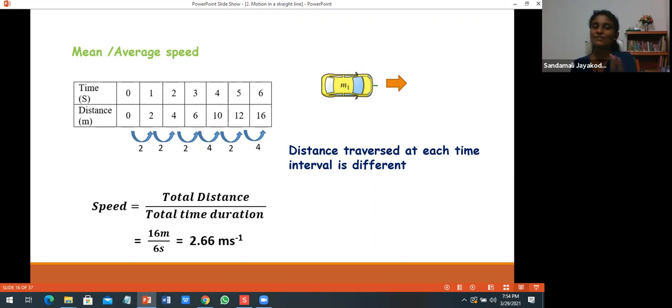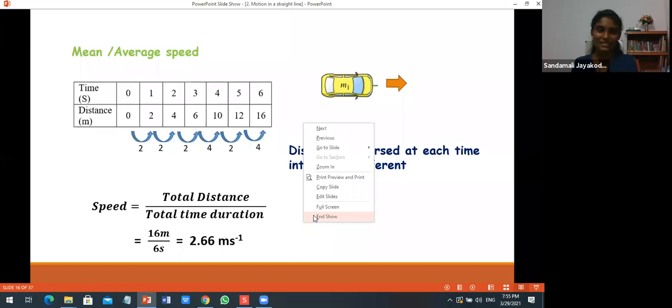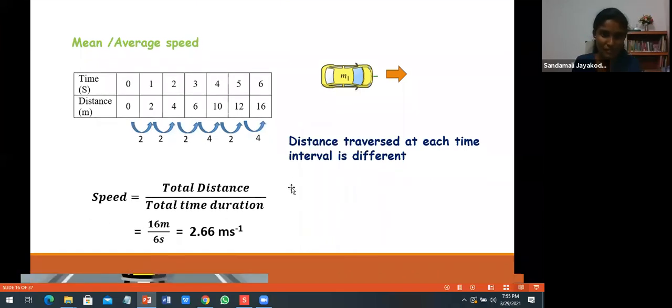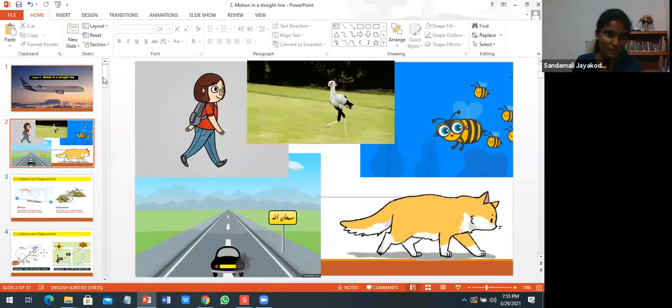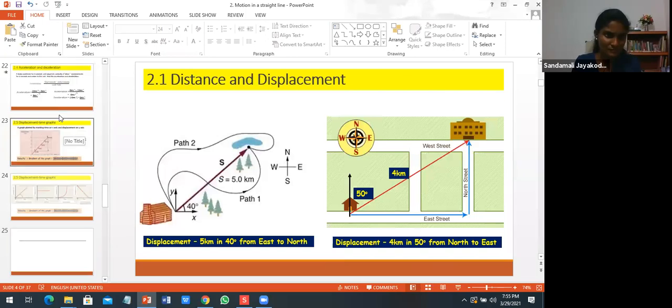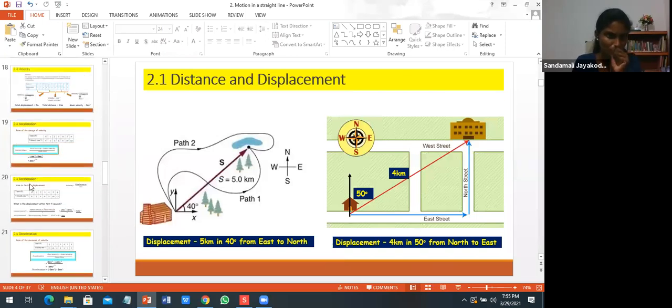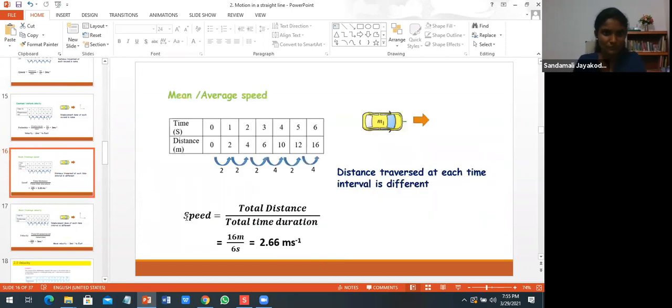To find the mean, what should we do? Total distance over total time duration. Yeah, we can divide the total distance by the total time duration. So here it should be the total time duration. Here it should be the mean speed.